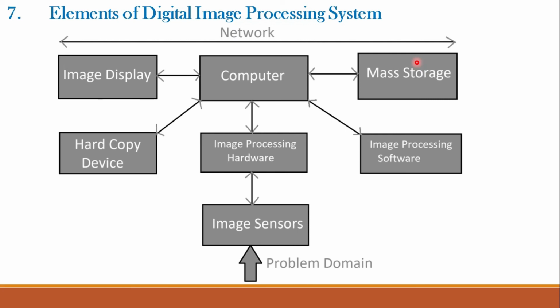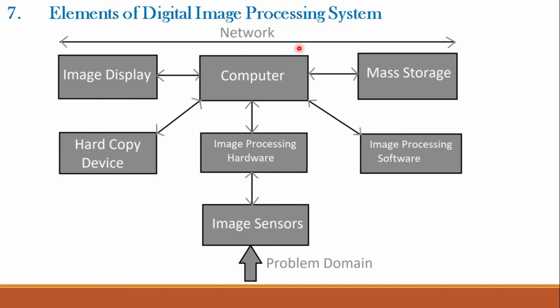So image processing applications fall into three principal categories of storage: the short-term storage used for digital processing, online storage for relatively fast retrieval, and archival storage such as disk and hard drives. The image displays used currently are mainly color displays that are an integral part of the computer system. Hard copy devices are the devices for recording image, including laser printers, inkjet units, digital units such as optical disks and CD-ROM, etc. Right? And networking, it is almost a default function in any computer system in use today.